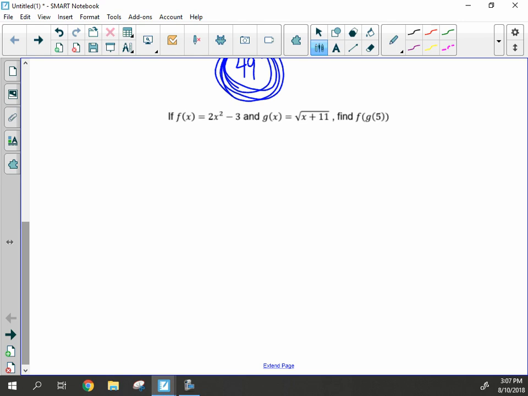So here's another one. First, how do you read it? What do you do first? We have to do G of 5 first. That's step 1. So step 1 is find G of 5. So G of 5 is square root, parentheses, plus 11. We'll put the 5 in. We worked all that out, we do it in the calculator, and we get 4.